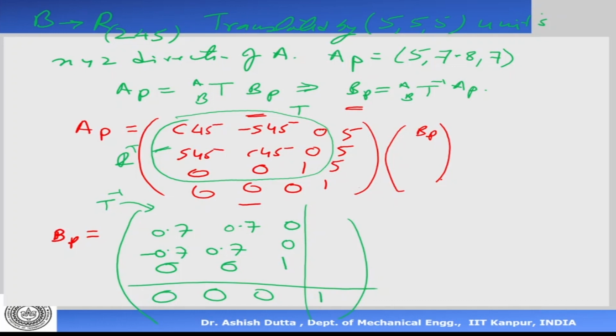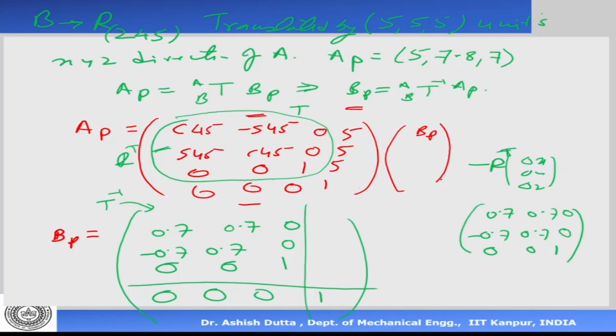The second part is I have to take minus of R transpose into del X, del Y, del Z. How do I compute this? I compute this simply by taking the R transpose, which is here. So let me write it down: 0.7, 0.7, 0, minus 0.7, 0.7, 0, 0, 0, 1, into del X, del Y, del Z, minus of that. So it's minus 5, minus 5, minus 5. I hope you understand what we did.